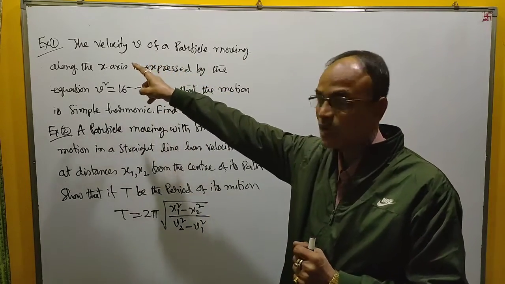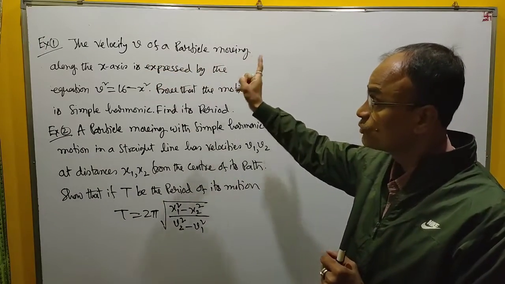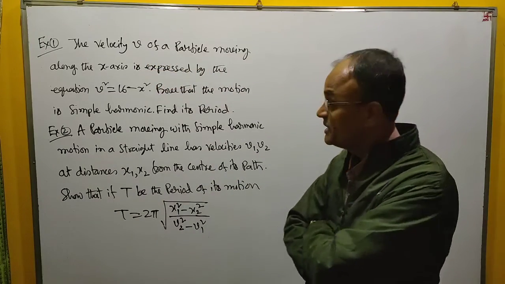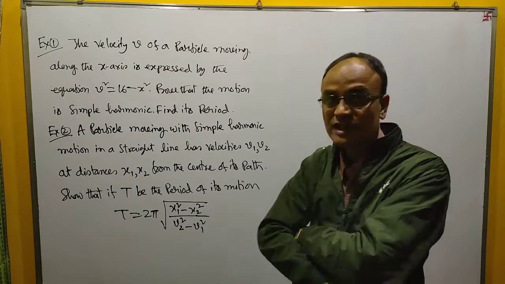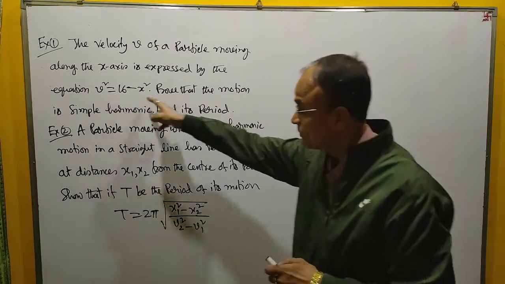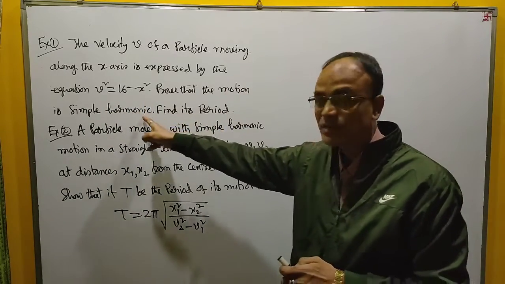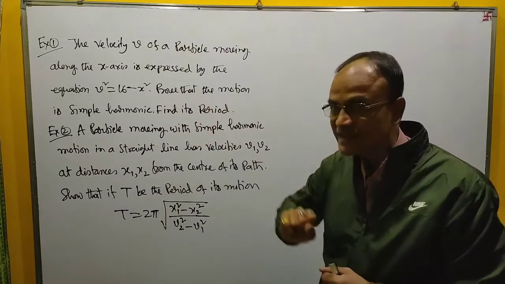See question number one. The velocity v of a particle moving along the x-axis is expressed by the equation v square is equal to 16 minus x square. Prove that the motion is simple harmonic. Also find its period.